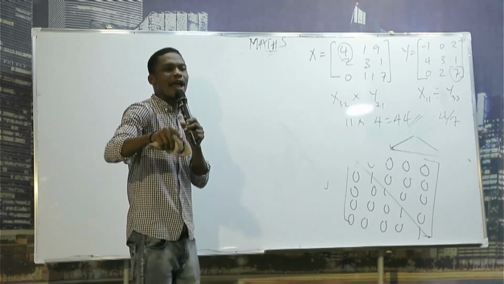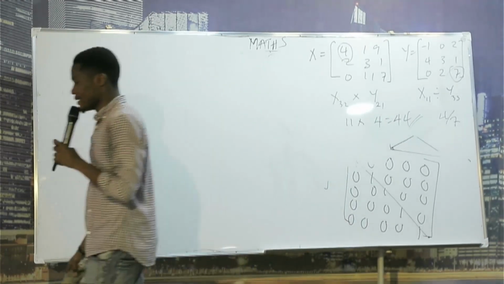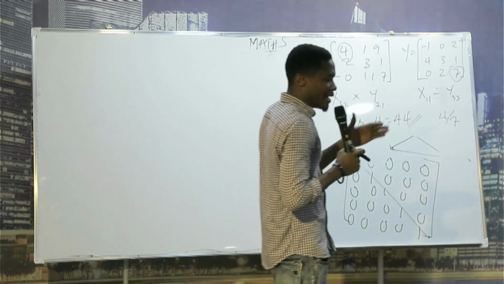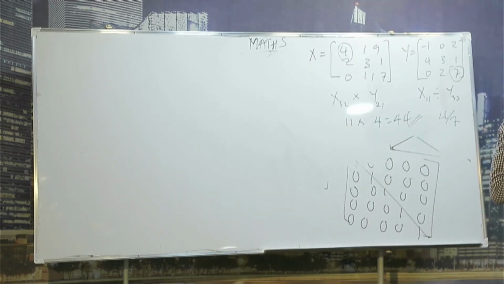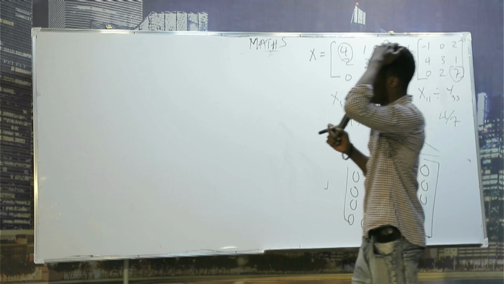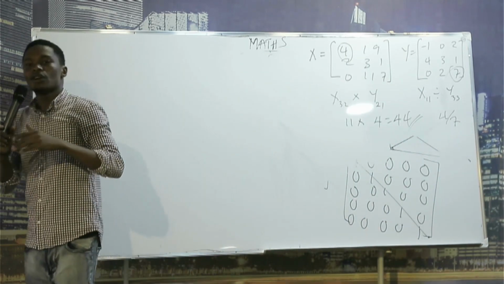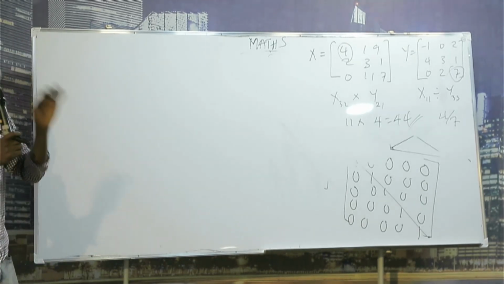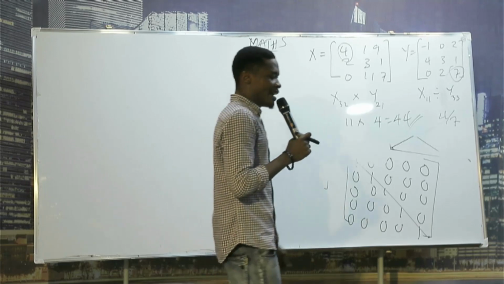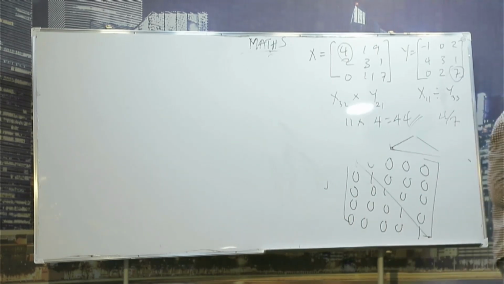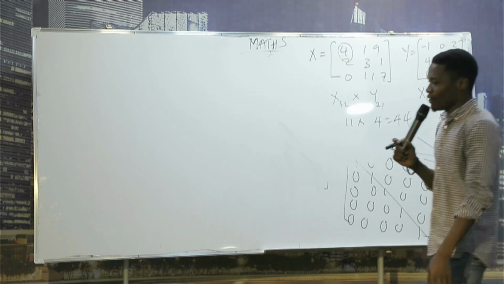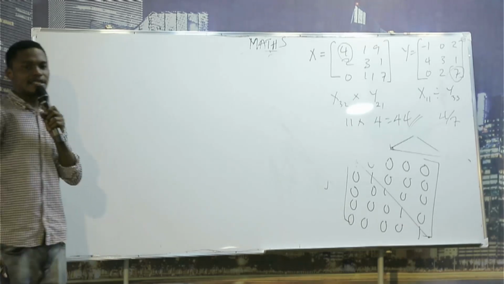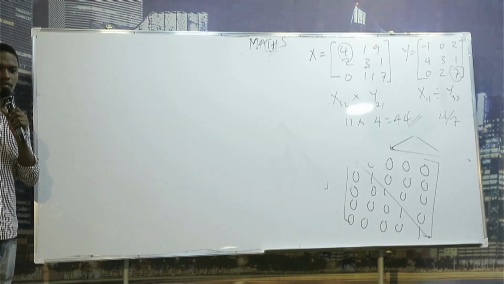Write this down: when adding or subtracting matrices, comma, corresponding elements are evaluated. Corresponding elements are what? Are evaluated. Full stop.